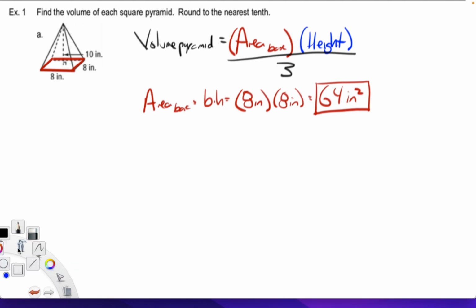The length of the height I can see is this line right here. It goes from the vertex to the base, and the key thing is that it is perpendicular to the base. From this right angle sign right here, I can see that it is perpendicular to the base, and of course the height is always perpendicular to the base. So the height, it just gives it to us right here, is just 10 inches.